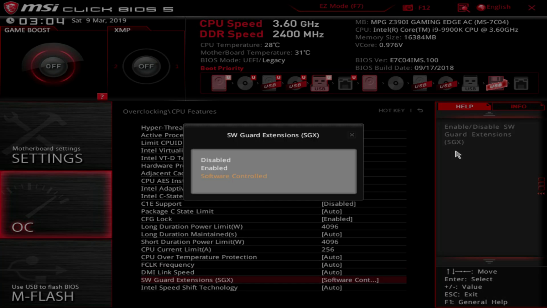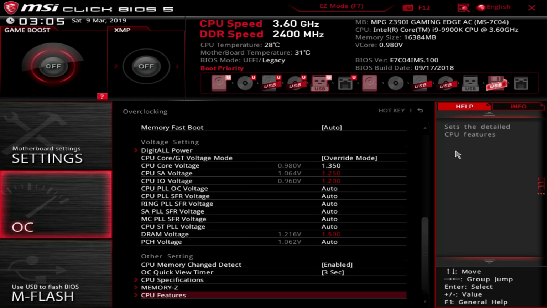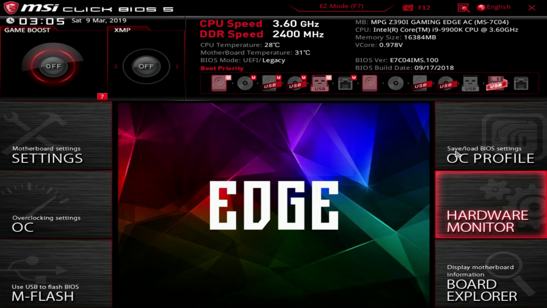Software guard extensions, whatever those do, I don't know, don't really care. And then we have speed shift, which considering everything else I've done, doesn't matter, but you can enable or disable that as well, which is some power management stuff from Intel. So that covers the OC tab.